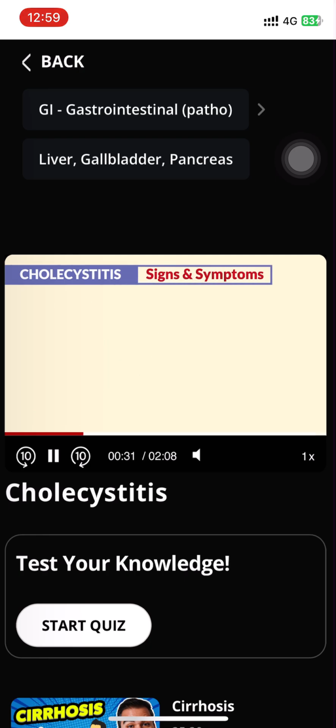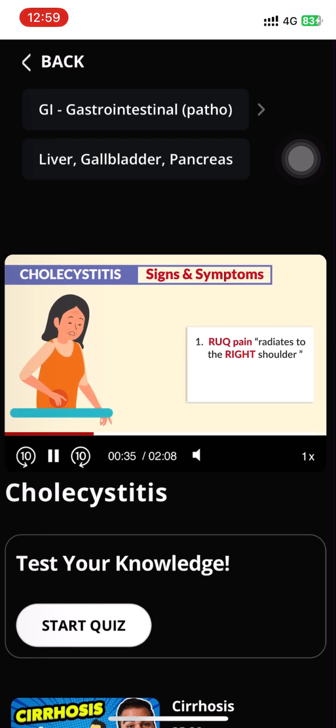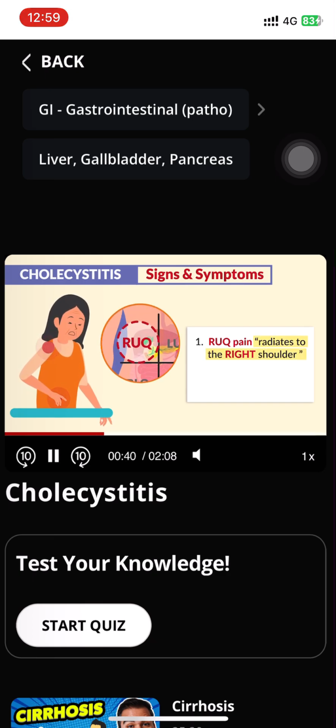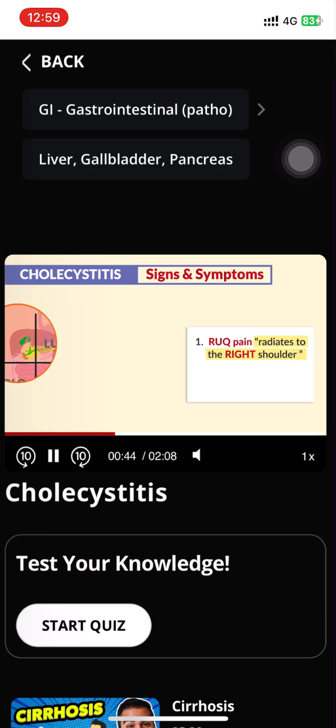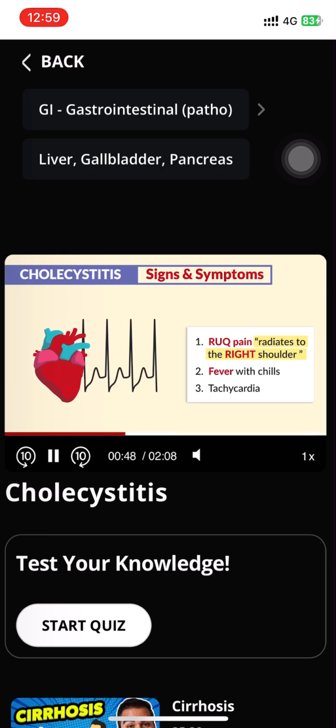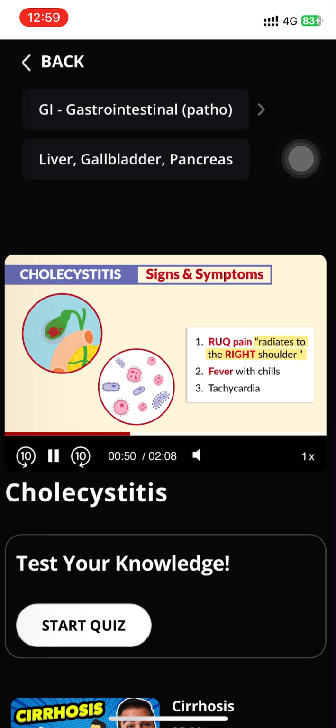Now the signs and symptoms are key, so write this down. Number 1 is right upper quadrant pain that radiates to the right shoulder, since this is where the gallbladder is located, right here near the liver. And we also see fevers with chills, as well as tachycardia, since the inflammation can lead to infection.